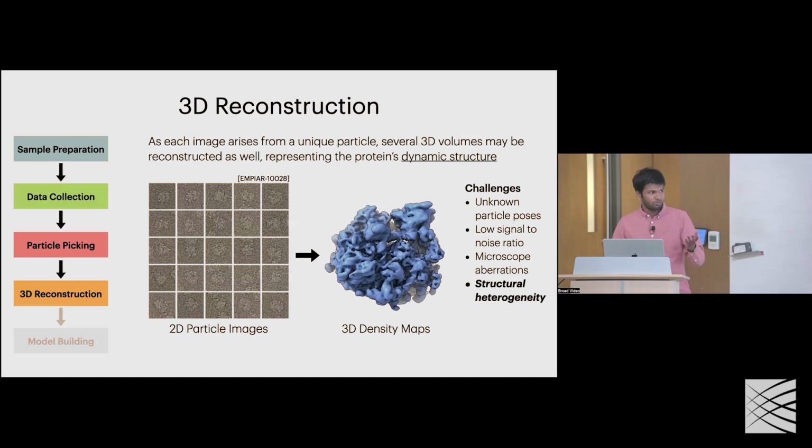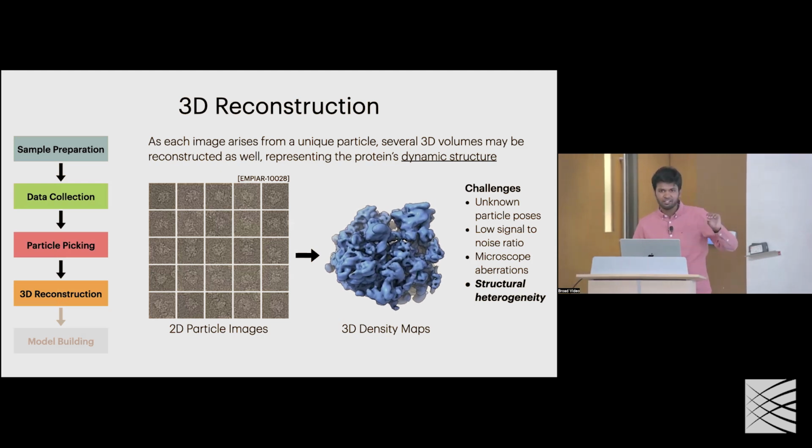Another challenge, but also a major opportunity, as I said, is structural heterogeneity. Each one of those images corresponds to one completely unique molecule. This gives us the ability, instead of reconstructing a single average structure, to reconstruct a full distribution of structures. Again, that's a major opportunity that allows us to understand more about biology, but also presents challenges.